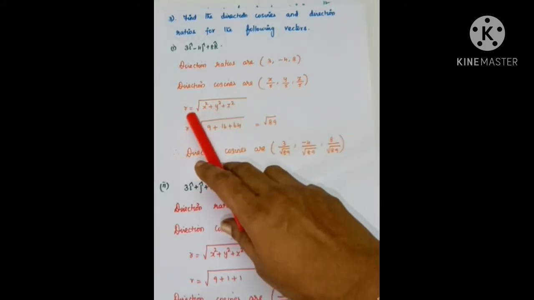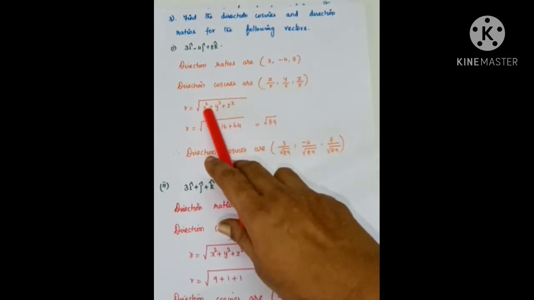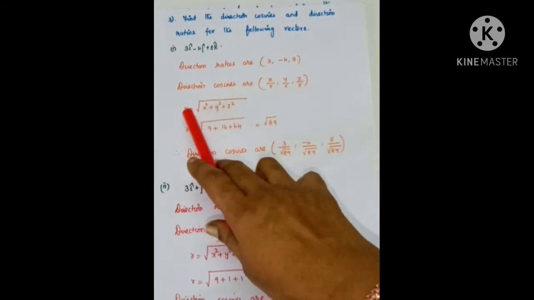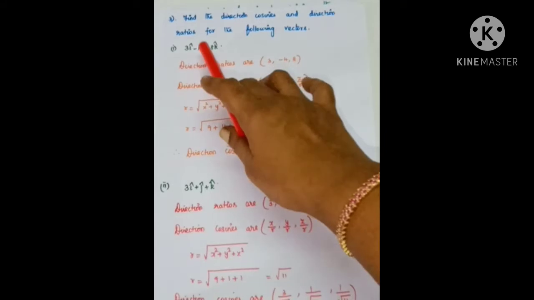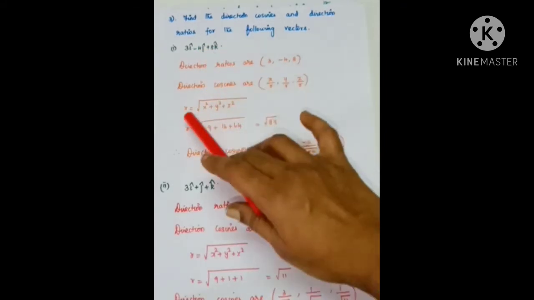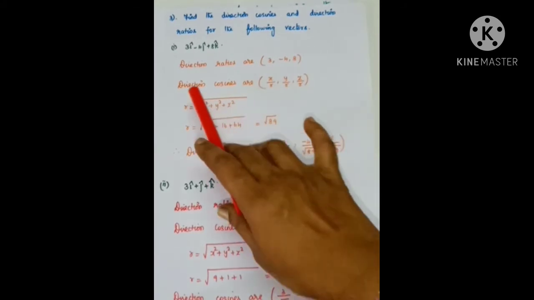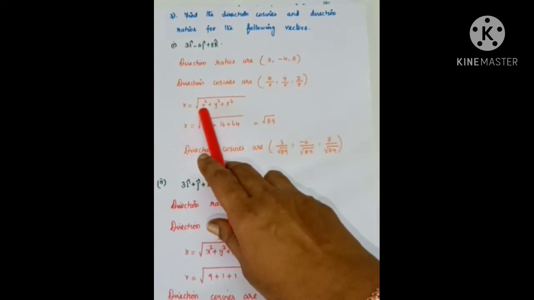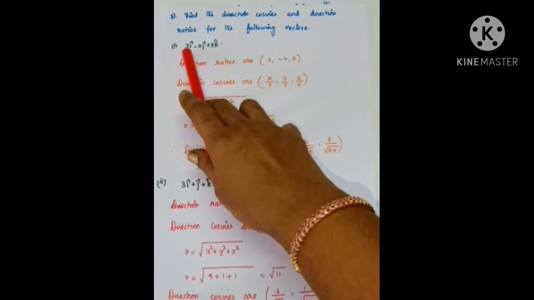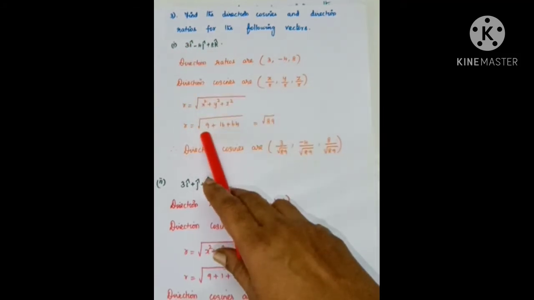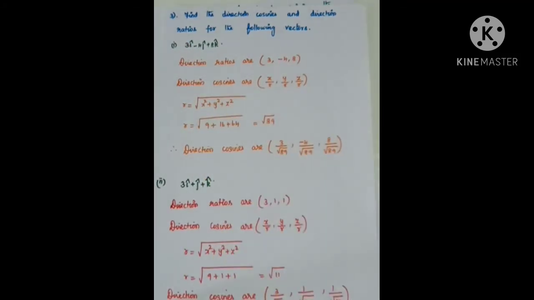So what is r? It's the square root of x squared plus y squared plus z squared. r is nothing but the modulus of that vector. So that is square root of x squared plus y squared plus z squared. So what is your x? Your x is nothing but 3. 3 the whole square, that is 9.